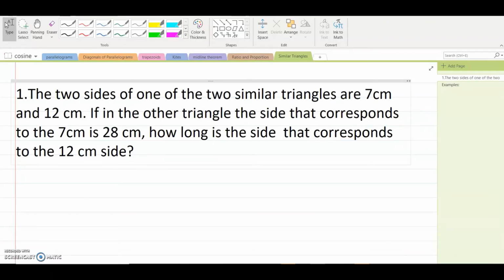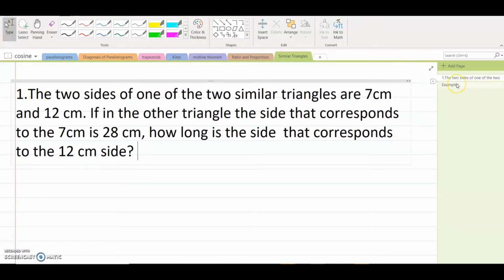So let us have our first example. The two sides of one of the two similar triangles are 7 centimeters and 12 centimeters. If in the other triangle, the side that corresponds to the 7 centimeters is 28 centimeters, how long is the side that corresponds to the 12 centimeter side?